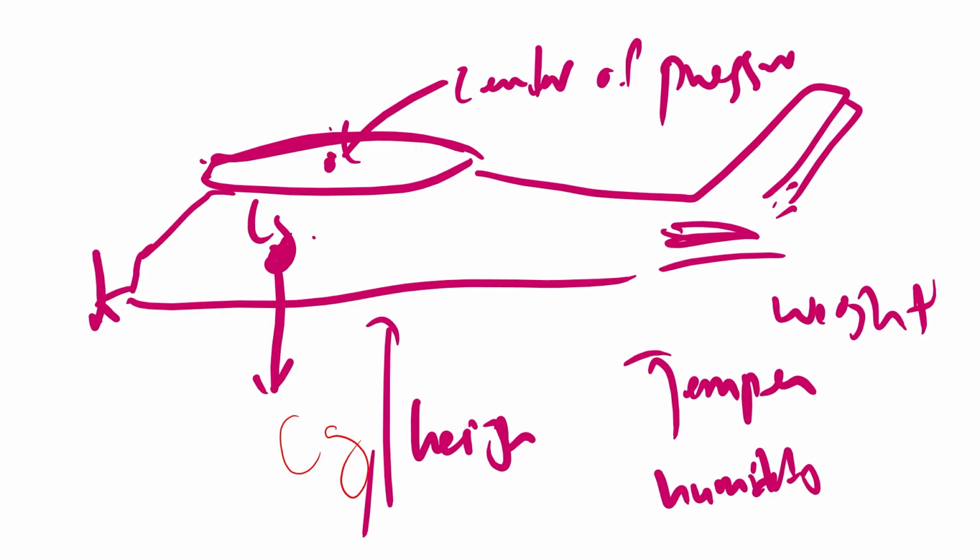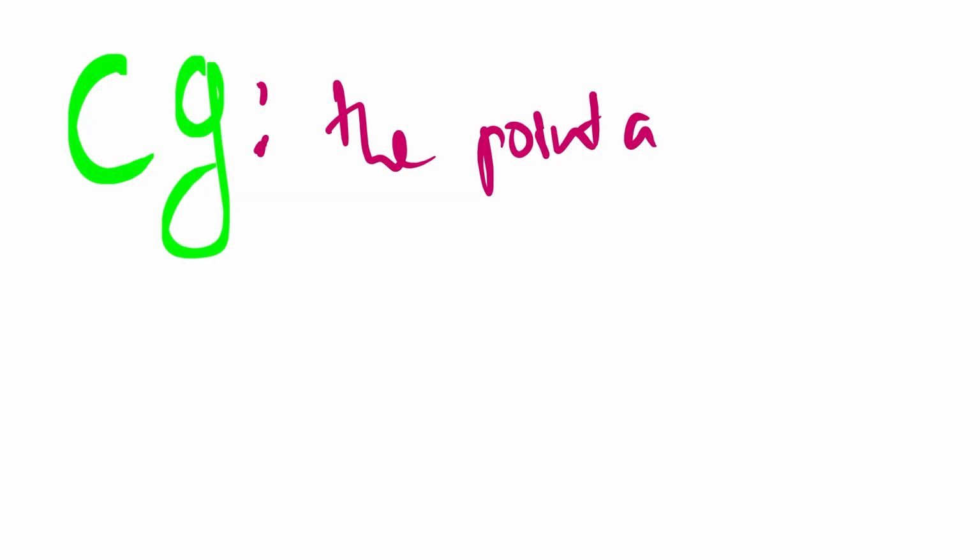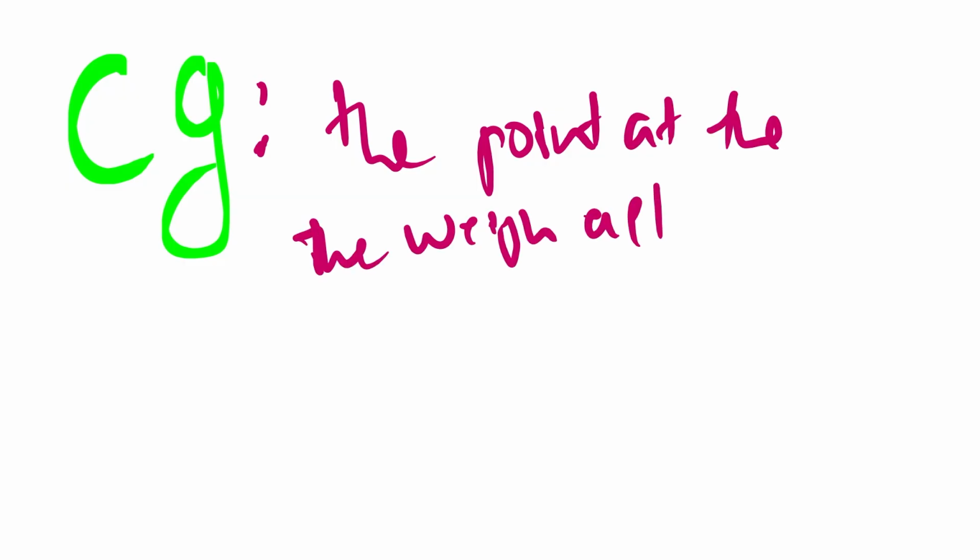So now let's go one by one regarding the factors, right? The first factor is the center of gravity that we labeled here. It's where the weight acts, right? So the center of gravity is where the weight acts. We call it the CG. The point at which the weight acts is called the CG.